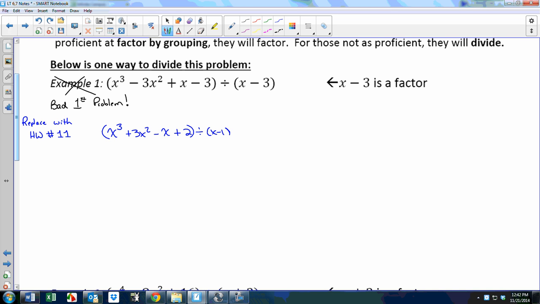We're going to take x to the third plus 3x squared minus x plus 2 and divide it by x minus 1. All right, set it up first. I would maybe do this on a separate sheet of paper because this is a homework question. It's homework number 11. All right, let's set it up first, with x minus 1 dividing into x cubed plus 3x squared minus x plus 2.